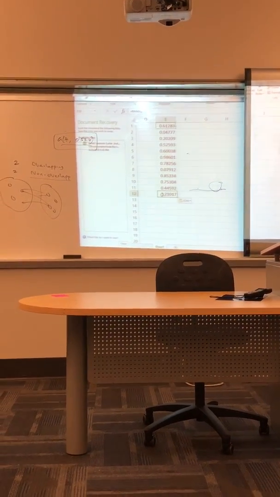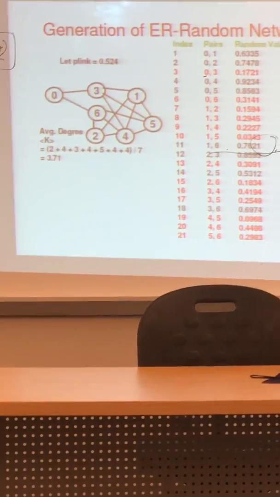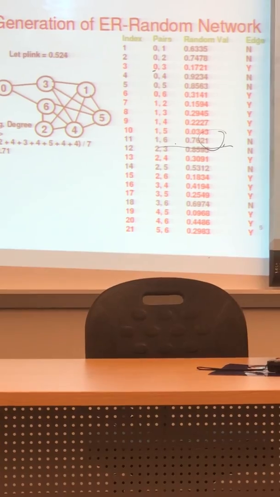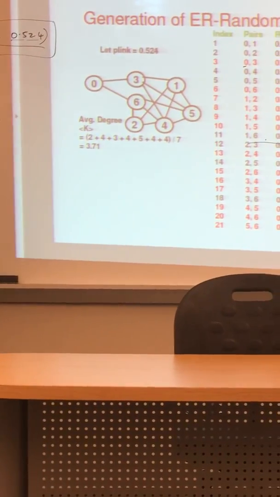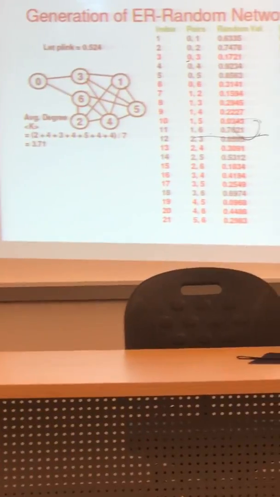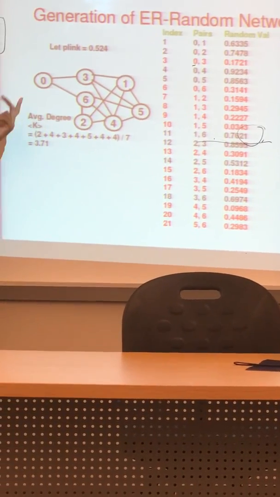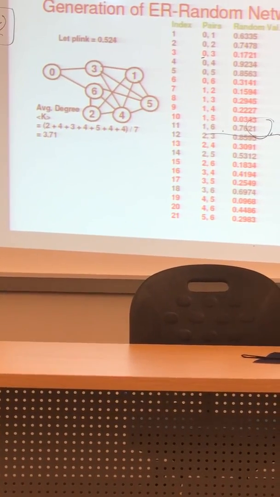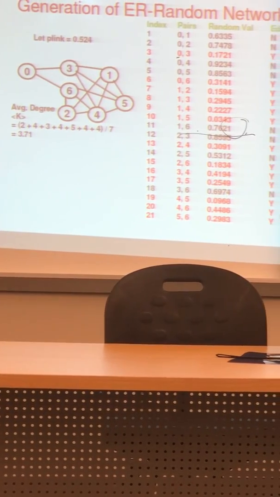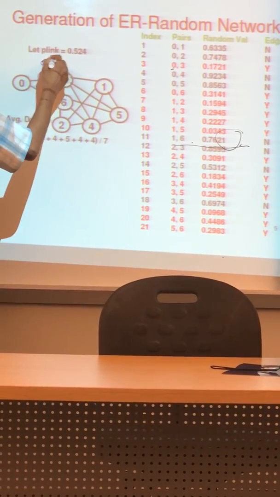Is that clear now? Okay. So once you have decided which pair has an edge between them and which pair does not, then you can draw a graph and determine everything you want. So you can determine, say, the average degree, which is the sum of all the degree values divided by the number of vertices. Okay. Now, the p-link, the probability for a link, could range anywhere from 0 to 1.